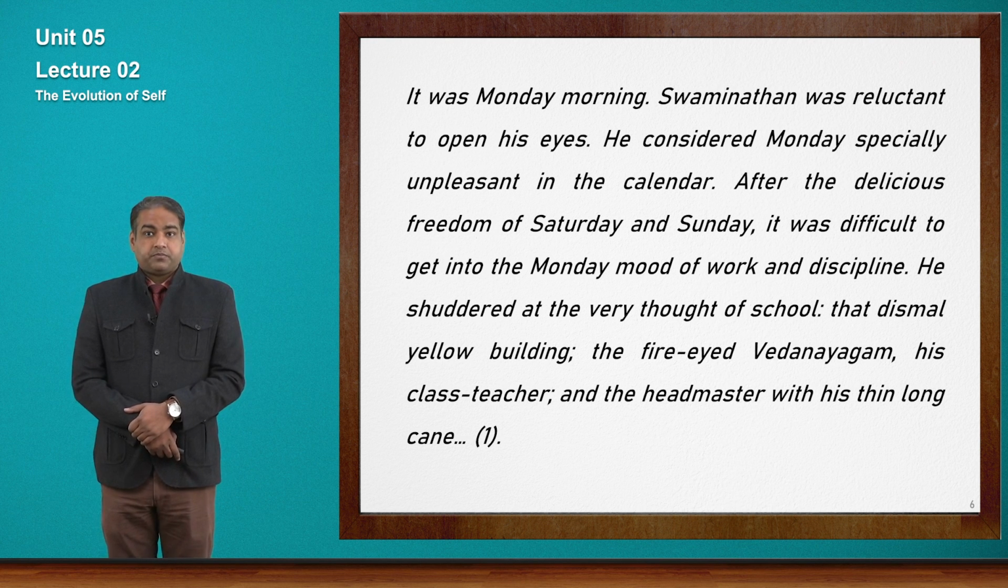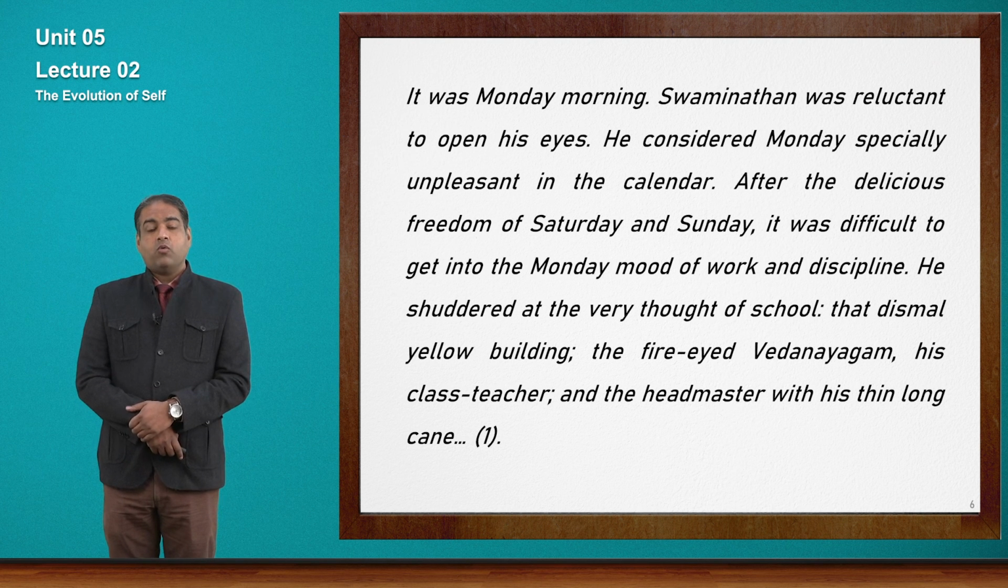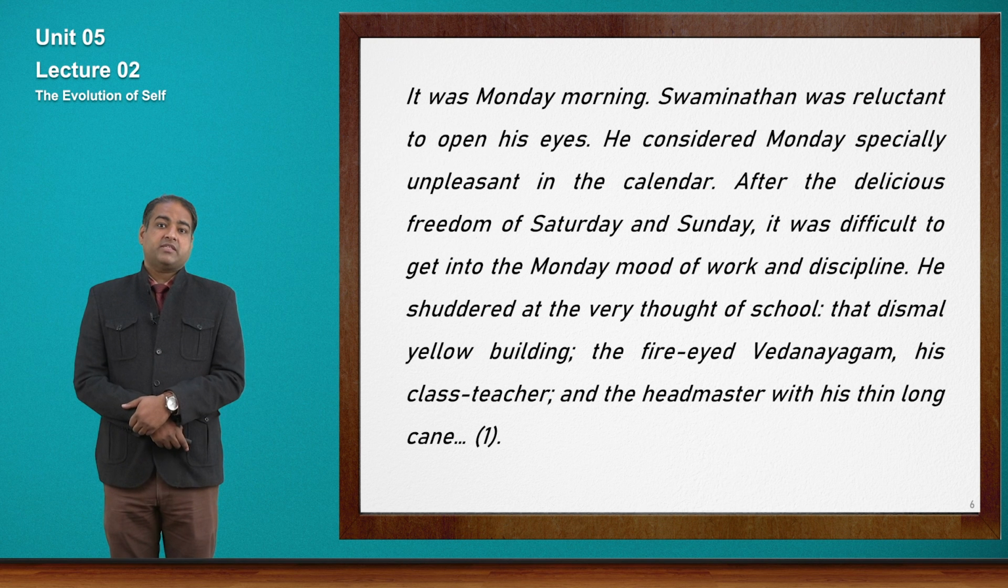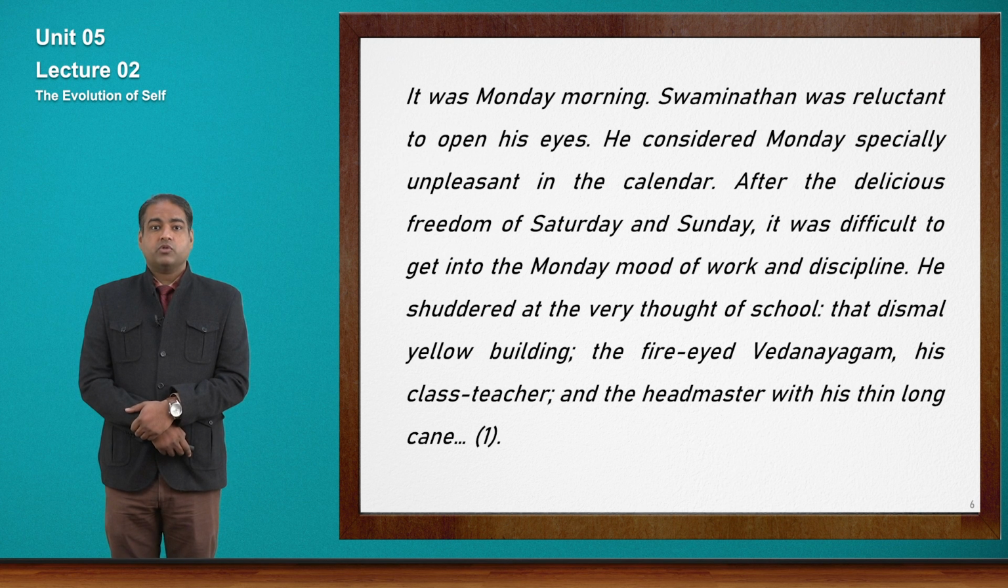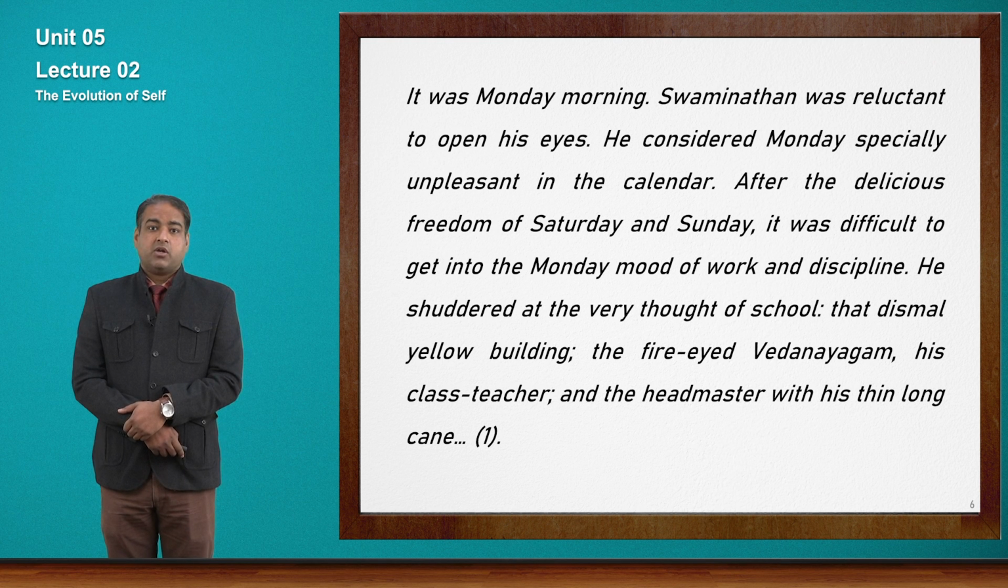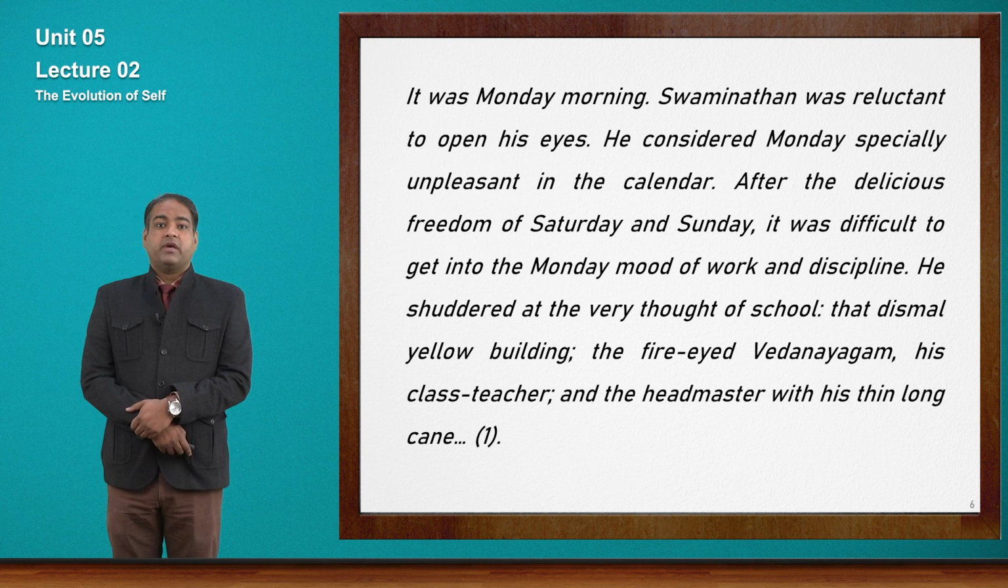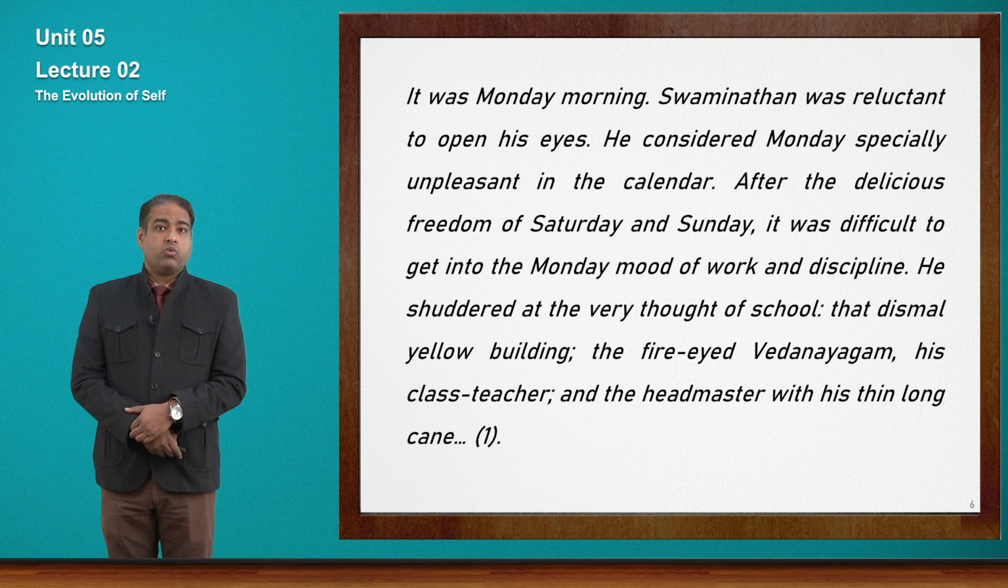The fire-eyed Vedanayagam, his class teacher, and the headmaster with his thin, long cane. Now these are the two characters who are very threatening for Swaminathan in the school. He has a class teacher and then he has a headmaster. Both of these people are portrayed in a negative sense in the thought process of Swaminathan. Neither does he like his class teacher nor his headmaster, because both of them expect discipline, a very controlled behavior from the kids in the school.